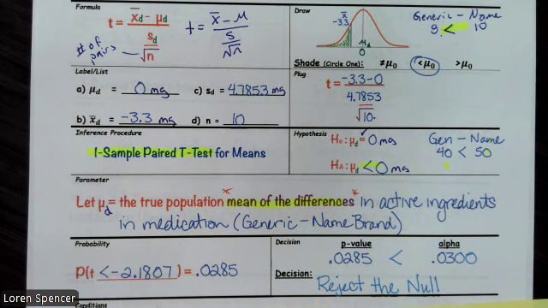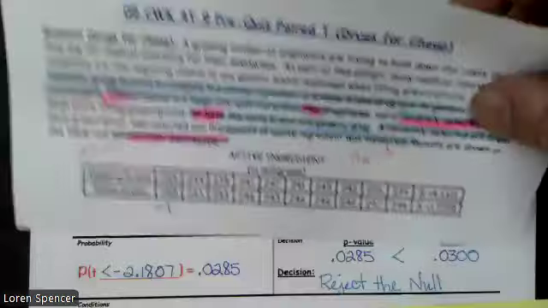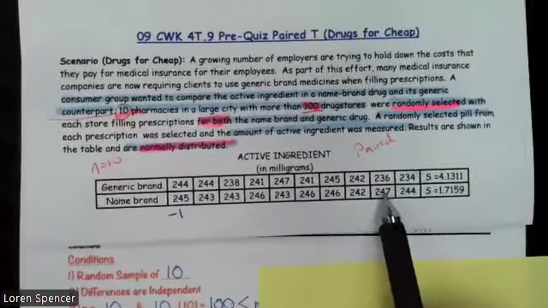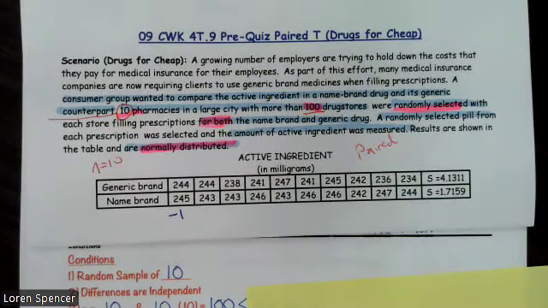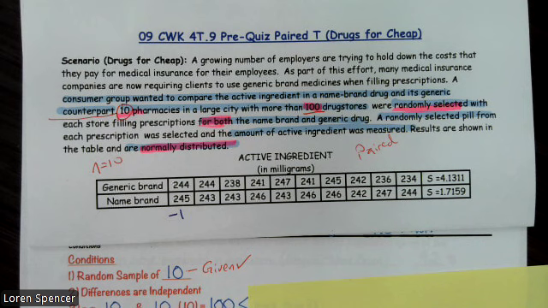Well, we haven't done our conditions. The first condition is the random condition. Sure enough, they said they're randomly selected. So we have a random sample of size 10, and that was given, so we can go ahead and check that off. The differences are independent, and we need to say that, and we can just make that claim. Differences are independent. Just always make that claim every single time.